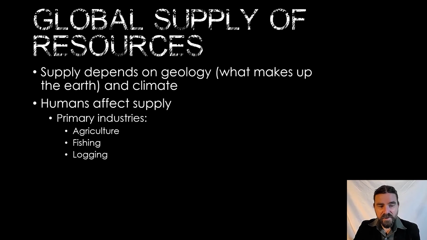Loggers cut down trees, and that can be done either in a renewable way if they replant the forest, or a non-renewable way if they don't replant the forest, if they just leave it there bare. And mining, that's a big one in Australia. So humans go in and dig deep underground and find uranium for nuclear power. They find iron ore to make steel. They find precious gems, diamonds, gold, all that sort of carry on.